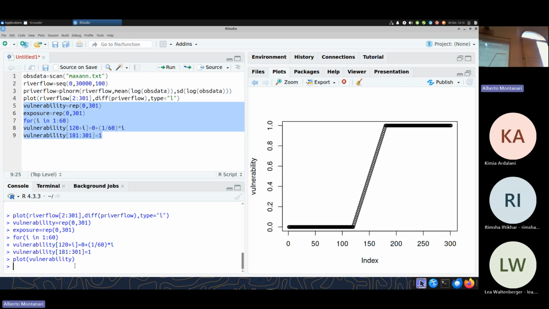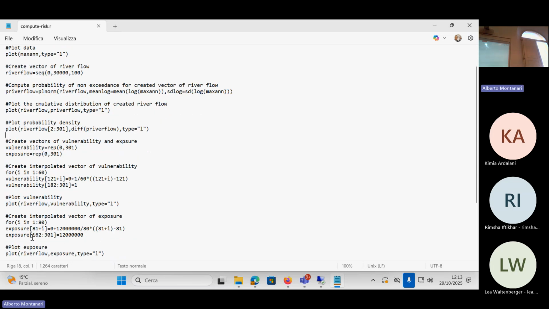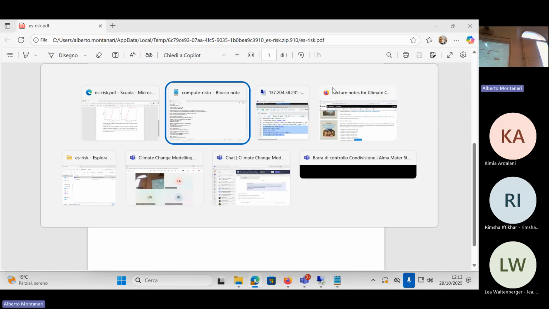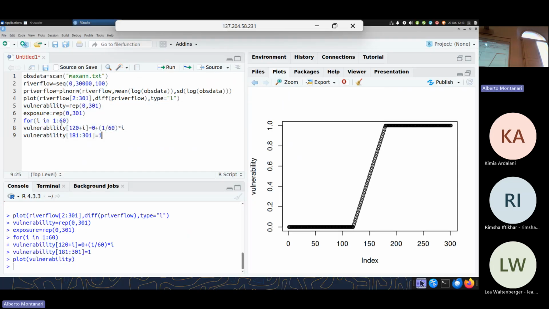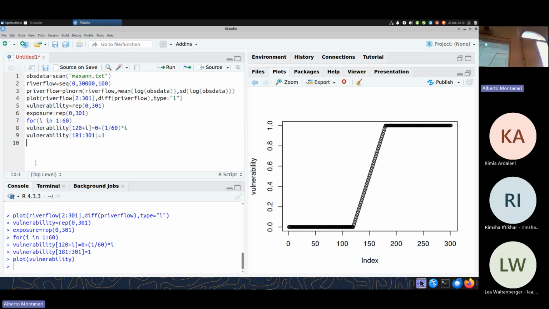Very good. Now, let's make the same for exposure, but I don't remember the limits. Let me just see. The limit is exposure 81 until 160. Okay, from 80 to 160. Okay, good. And 80 steps. So in order to speed it up, I copy and paste here, and then I make the corrections.